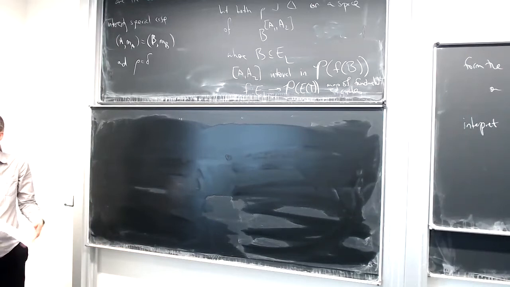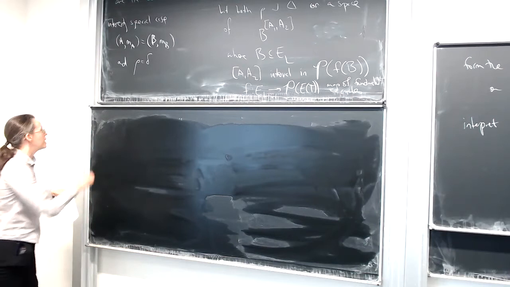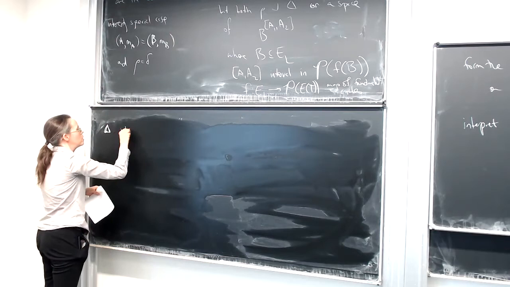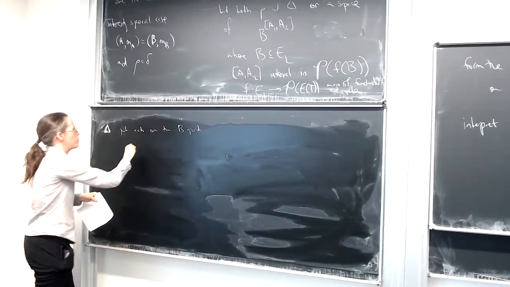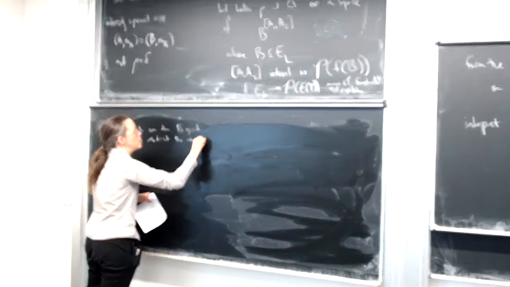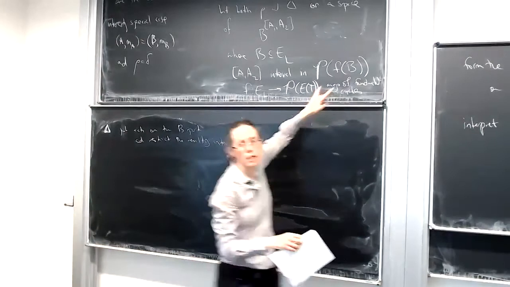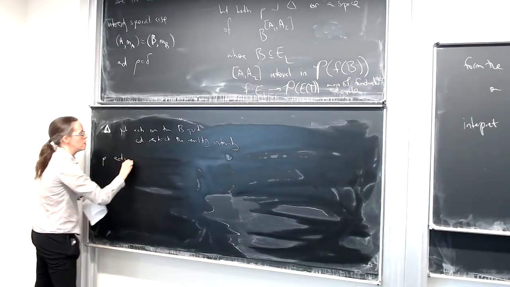Okay. So then delta. Oh, my delta's gross. Delta is just acting on the B part, and then you restrict the interval. And so you have some subset of B on the one side of the tensor, and you just restrict the A1 and A2 to the new F of B1. And similarly on the other side. Rho just acts on the A1, A2 part.